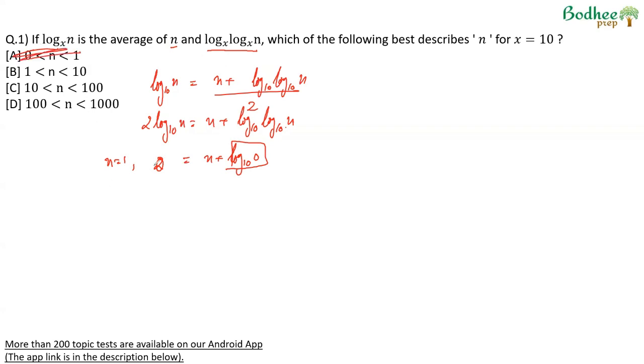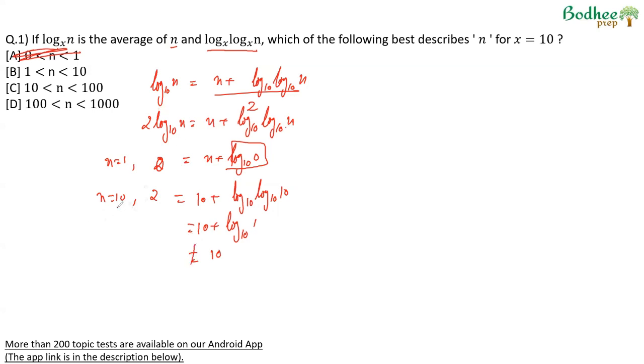If we look at a value beyond 10, suppose n is equal to 10, in that case the left hand side becomes 2 into log of 10 to the base 10, which will be 1. Right hand side becomes 10 plus log of 10 and then log of 10 to the base 10. This will be 10 plus log of 10 to the base 1, which will be 10 plus 0, which is 10. Clearly, this is not equal.